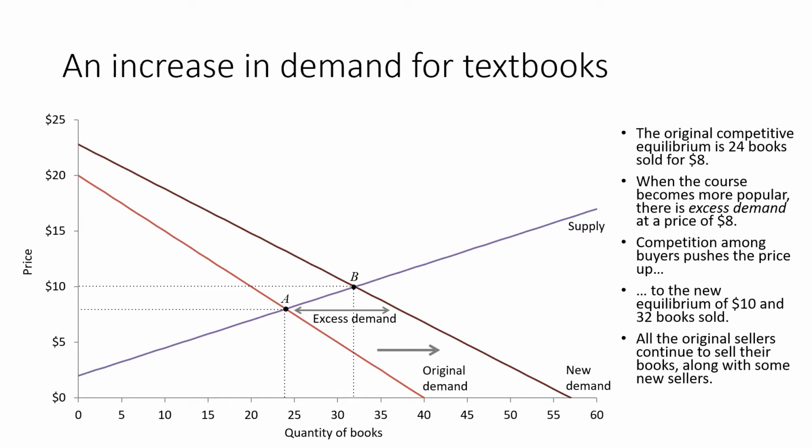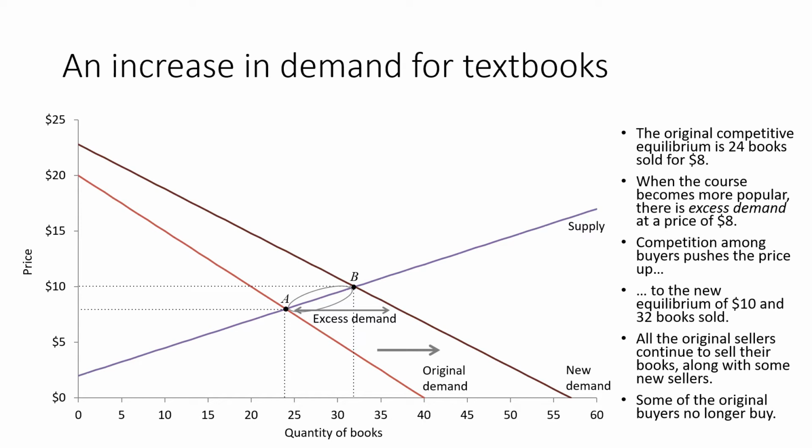Here, all the original sellers are going to continue to sell books. Right? So all these people here would still sell a book when the price goes from $8 to $10. They'd be happy to see the price went up. Right? But there are also going to be some new sellers, right? So these are sellers who didn't sell before, but now they do sell.